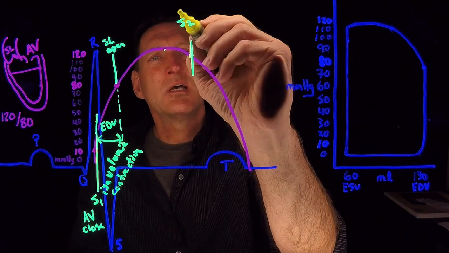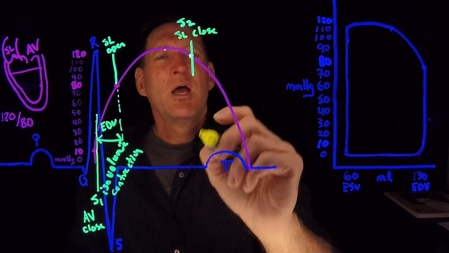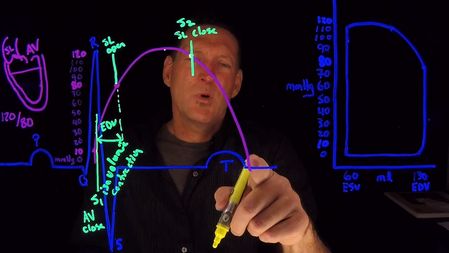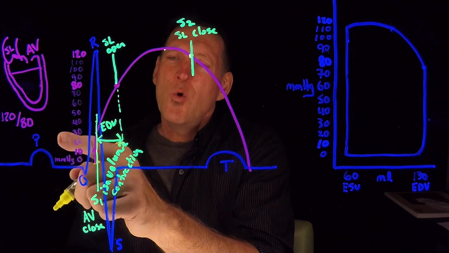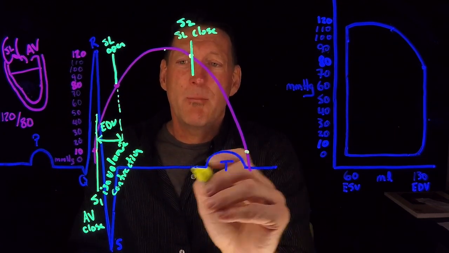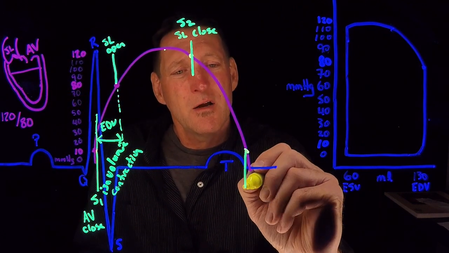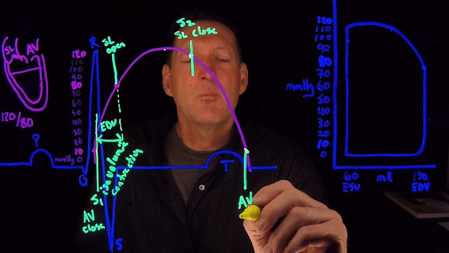And so this is the semilunar valves are closing. And then I'm going to continue to drop on down this way. And as I drop on down this way, when I get to about 10 millimeters of mercury again, I'm actually going to pop open those AV valves again. So right about here, AV valves reopen.